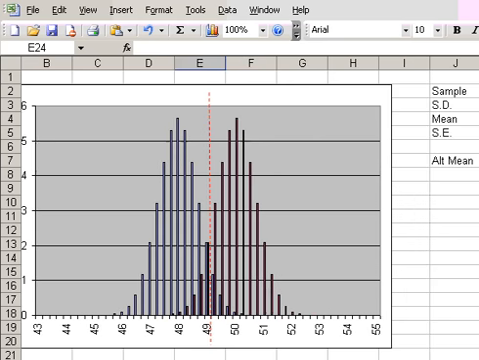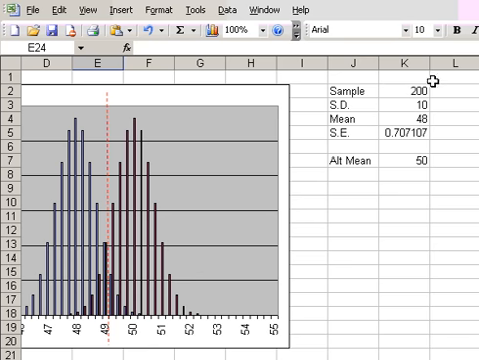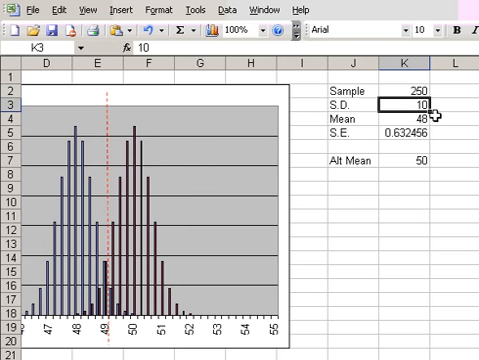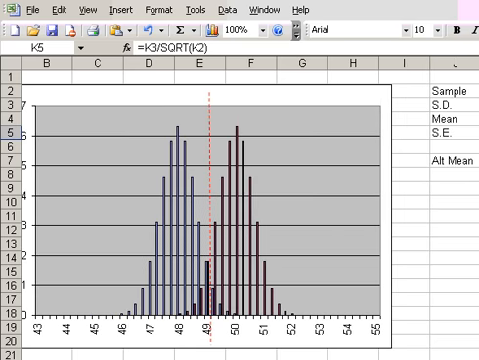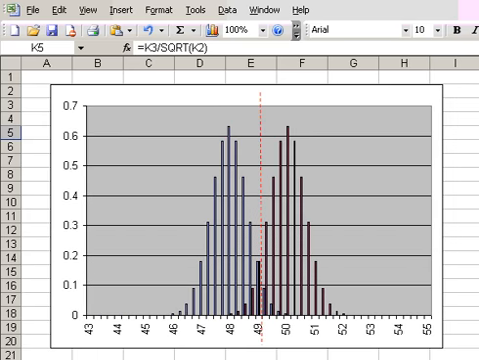Let's go back again to the sample size, and this time let's say that it will be 250. Now we've reduced the standard error to 0.63. With a standard error of 0.63, 1.7 units above 48 would be approximately at 49.